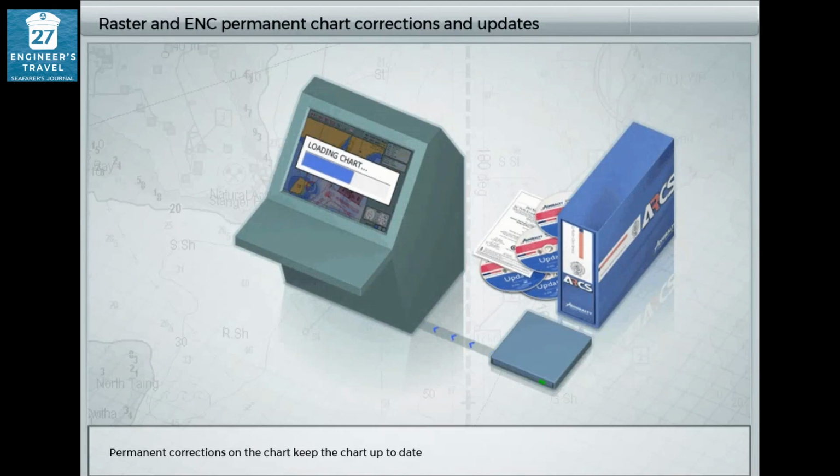To comply with SOLAS carriage requirements, charts need to be updated with information from official sources. This can be achieved via satellite link, from disks delivered to the vessel, or using printed notices.